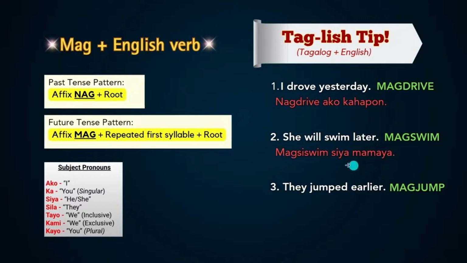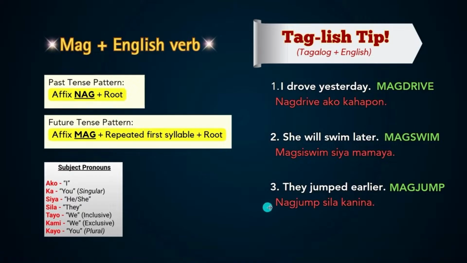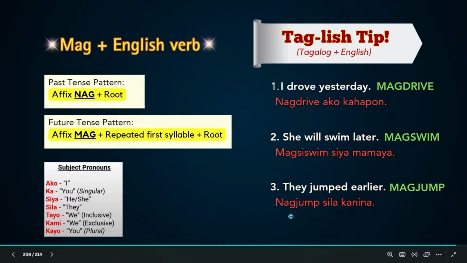Magsiswim siya mamaya. So again, for the future tense conjugation of a mag verb, it's mag plus the repeated first syllable plus the root. Magsiswim siya mamaya. She will swim later. Lastly, they jumped earlier. If I told you to use mag jump, it would be nagjump sila kanina. The affix is nag, then the root, for a past tense conjugation of mag verbs.